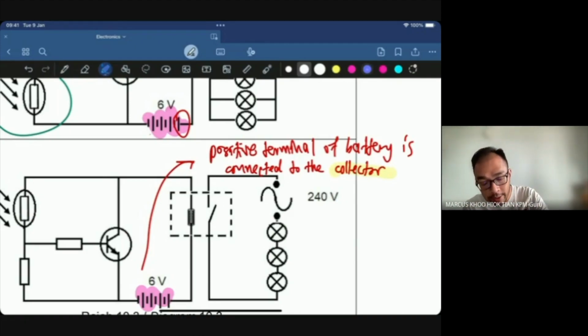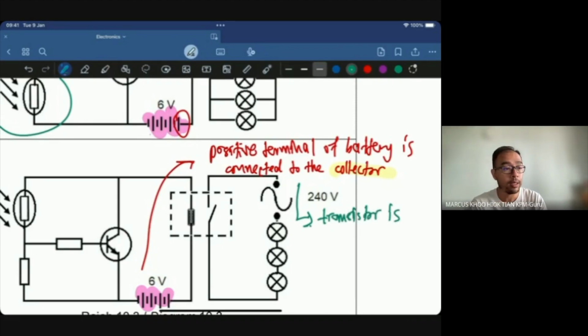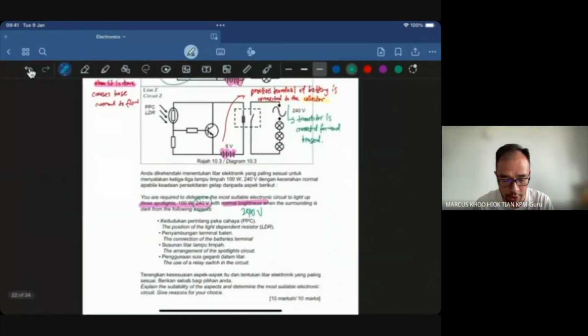And the reason for this is simple. So that the transistor is connected in forward bias. Okay, let's continue.